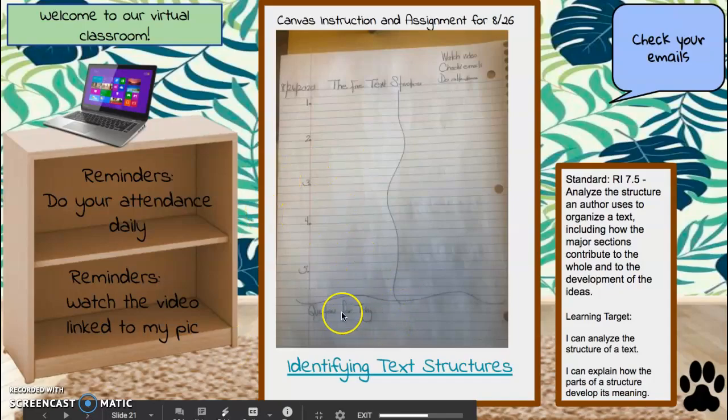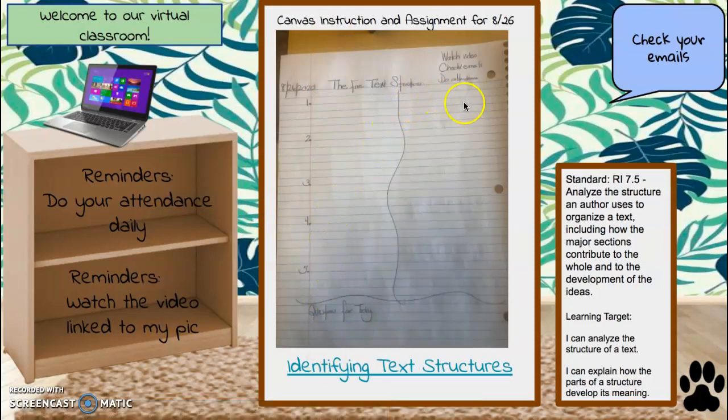This is your setup for your 2-column notes. You're going to identify the 5 text structures. In your answers over here on the side, you're going to explain the definition and also make note of those keywords. You also can mention some of the examples that she gave. Okay? And now, let's go to Canvas.